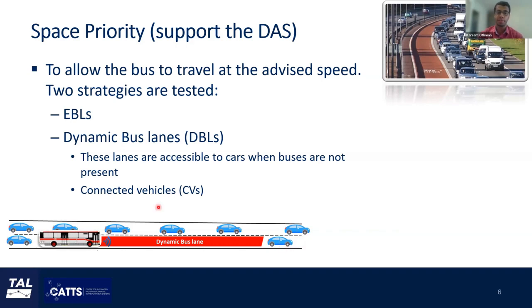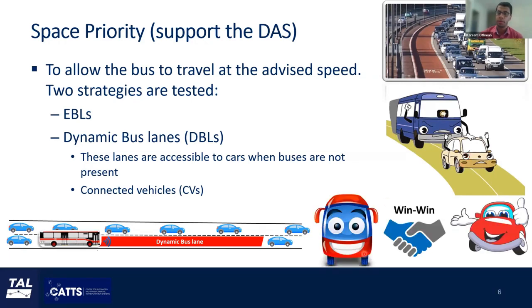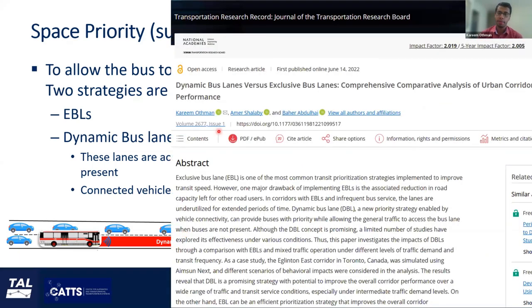This strategy is based on connected vehicles technology. So you have moved from a situation where you have to improve transit performance at the cost of traffic to a situation where you improve the conditions for both transit and traffic using dynamic bus lanes. If you are interested in knowing more about dynamic bus lanes and how they perform compared to exclusive bus lanes, we have a study that focuses on comparing the two strategies and showing which strategy is better under certain traffic demand conditions and under certain transit frequency conditions.